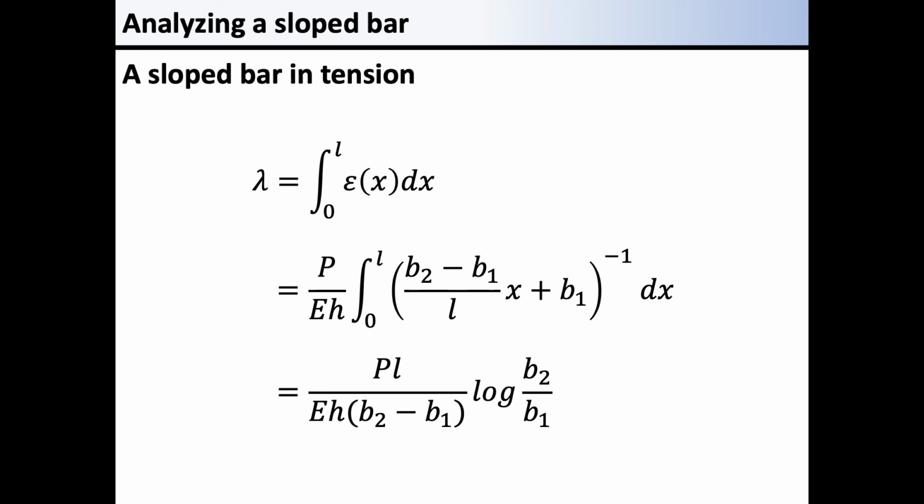We integrate this fraction in the bar to get the answer. We integrate epsilon x, the rate of elongation or strain at x, which is a function of x, from 0 to L to get the total elongation. The answer, the total elongation of the bar, includes a form of log.